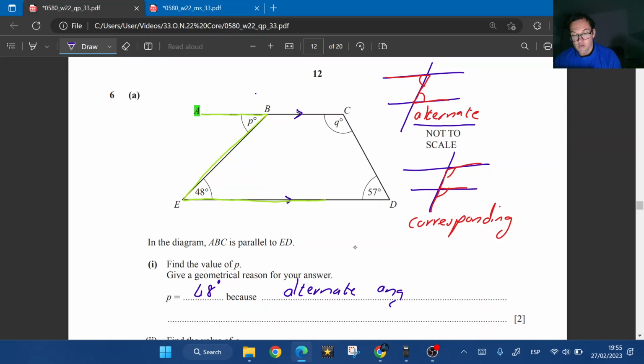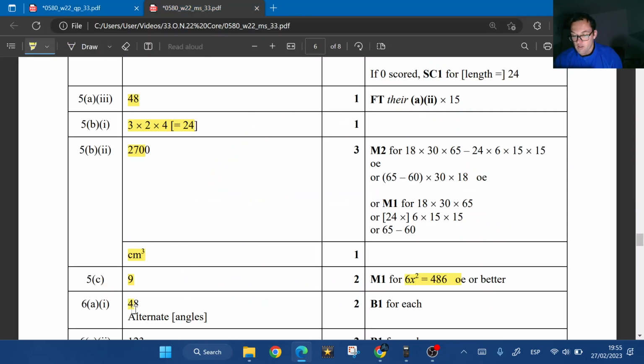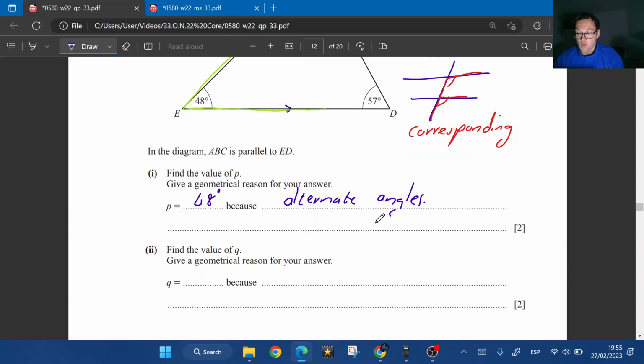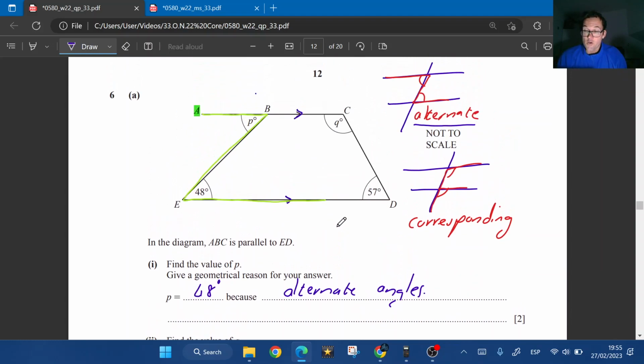I don't think you need to write a very long story here. What they're looking for is that word alternate. But put angles in just to be nice. Don't push your luck. Find the value of Q. Alright, we use the Z now. Can we use the F? No.